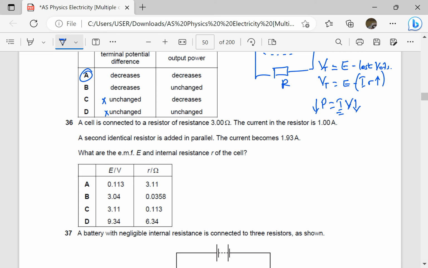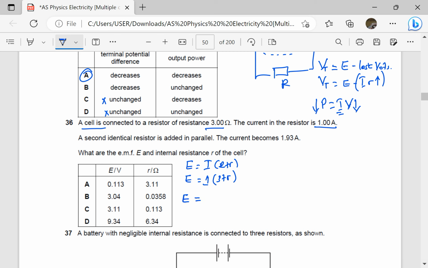Okay, so if we have a cell and a resistor, the current is that. We know that EMF is equal to current times R plus the internal resistance. So for the first case, the EMF was equal to the current, which is 1, times the fixed resistor, which is 3, plus the internal resistance r. For the second case, the EMF, of course, doesn't change.